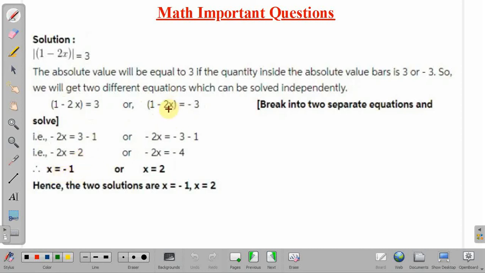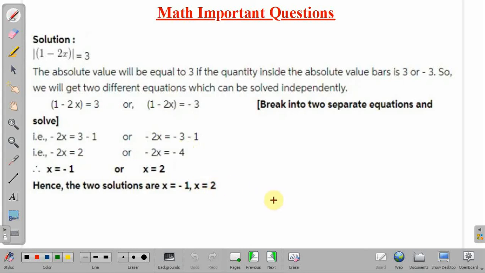And from the other equation, subtracting 1 from both sides, we will get minus 2x equal to minus 4. Therefore x equal to 2. So the solution will be x equal to minus 1 and x equal to 2.